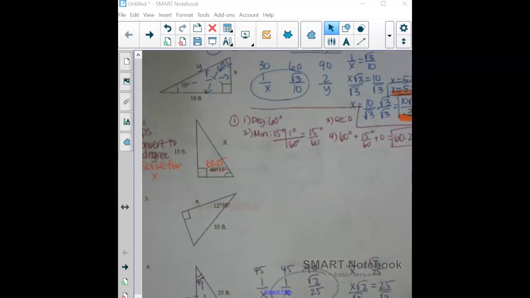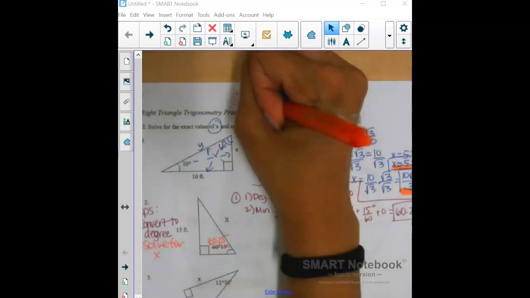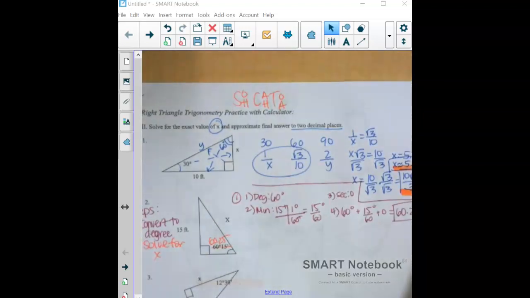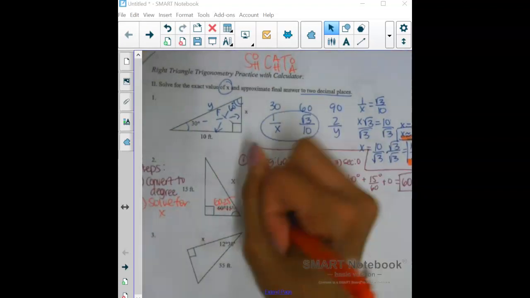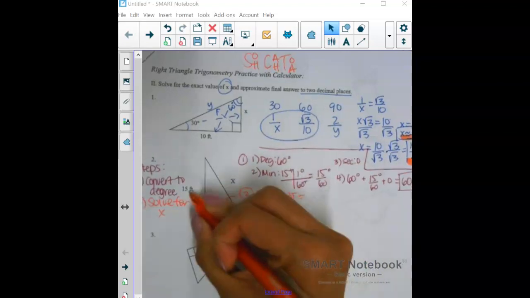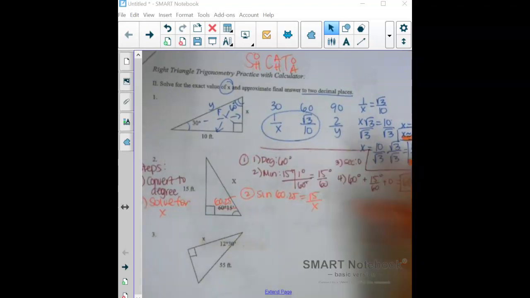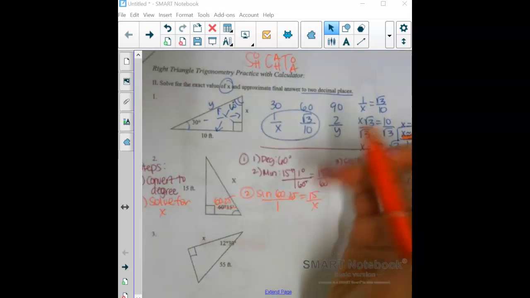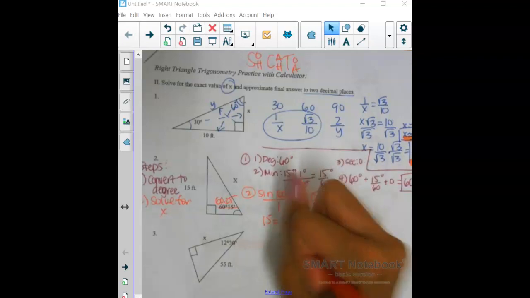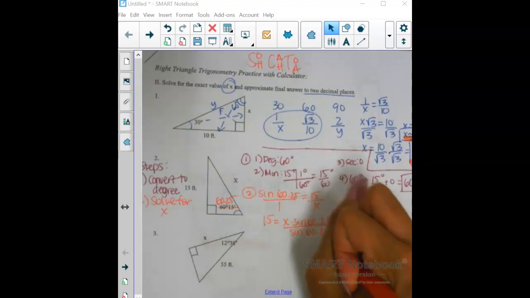Carlos, which trig function should I use to solve for this x? Sine, cosine, or tangent? I'll write that on the top. SOHCAHTOA. Which one? Sine. So opposite over hypotenuse, I agree. So step 2, we're going to do sine of 60.25 is going to equal opposite over the hypotenuse. I'm going to cross multiply. So 15 is going to equal x times sine of 60.25, and then I'll divide both sides by sine of 60.25.